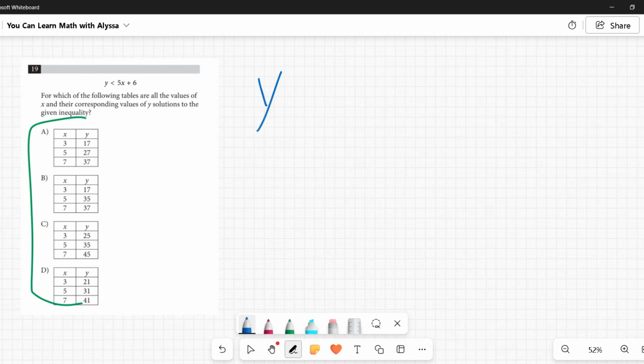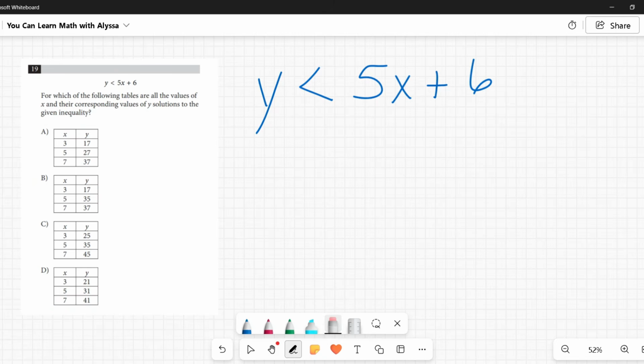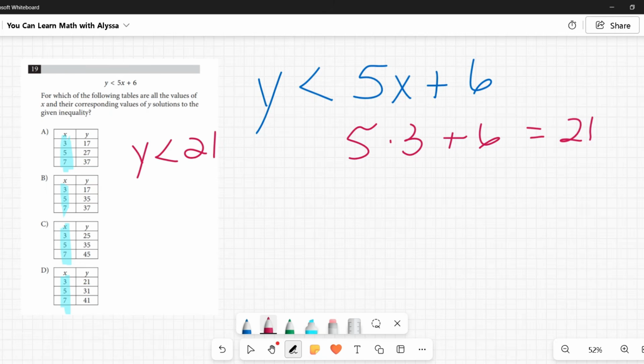All right, so here is how I would do it mathematically. Y is less than 5x plus 6. If you notice, all of these have the same three x's: 3, 5, and 7. So I would put in 3, 5, and 7 and see what I get. If I put in 3, then 5 times 3 is 15 plus 6 is 21. So for 3, y has to be less than 21.